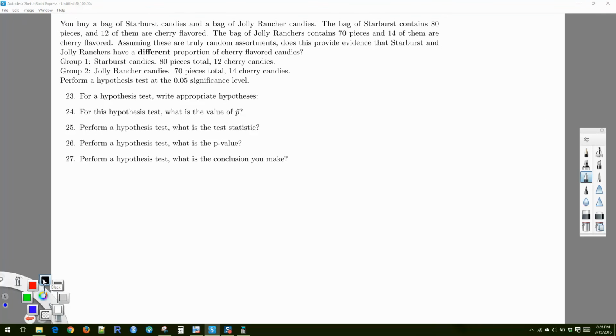Okay, let's look at this one. Here we have a hypothesis test. Okay, we're talking about Starburst candies and Jolly Ranchers. A bag of Starburst has 80 pieces and 12 of them are cherry flavored, and a bag of Jolly Ranchers contains 70 pieces and 14 of them are cherry flavored. Okay, and we want to know, do they have a different proportion of cherry flavored candies? And it looks like we're going to do a hypothesis test, so I'll go ahead and write that here, hypothesis test.